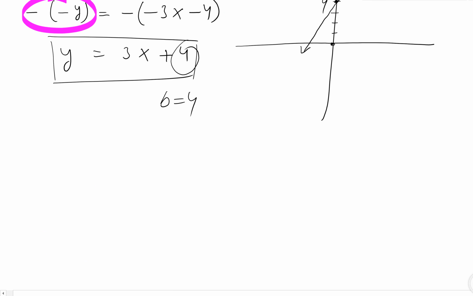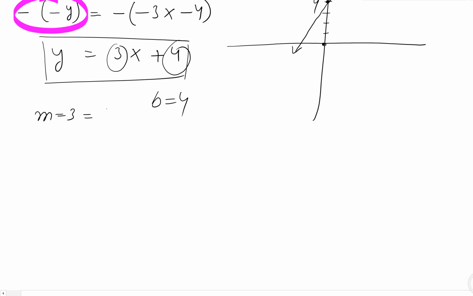Which is the rise and which is the run? Let me write down the m. M is 3, right? That's my m value. You have to write that number in fraction form, so 3 can be written as 3 divided by 1. Whatever you have on the top, we call it rise. Rise by 3 and run by 1. Rise 3 means you go up.